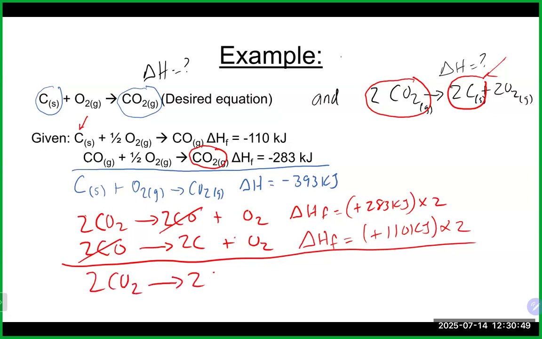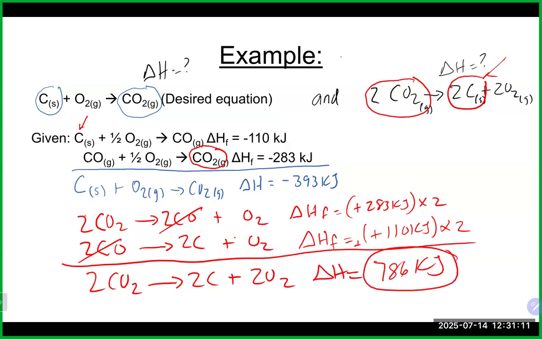2CO2 goes to 2C plus 2O2. Delta H in this case will now be just adding these guys together. And that's going to get me 283 times 2 plus 110 times 2. Looks like 786 kilojoules in this case. Any questions on that one there?